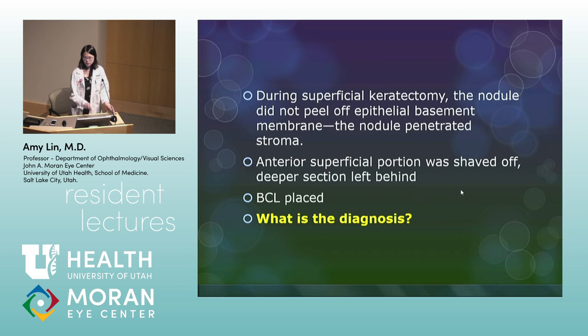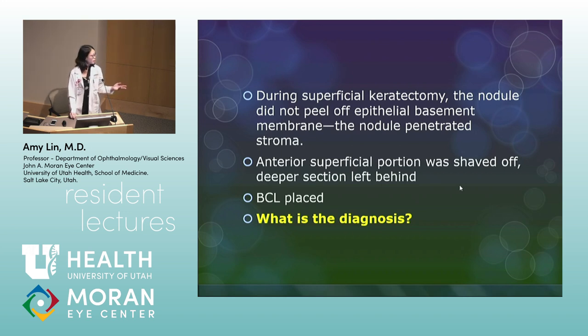What's the diagnosis? And Austin can't say anything, because I think I've mentioned this case to you. Or if you've forgotten, you can say something. But what do you think the diagnosis is now? So I've already kind of said it's not a Salzmann nodule because it didn't peel off. So any suggestions? Dermoid. A what? Dermoid. Dermoid? Okay, it's a good thought, but no, it's not a dermoid. Any other thoughts?